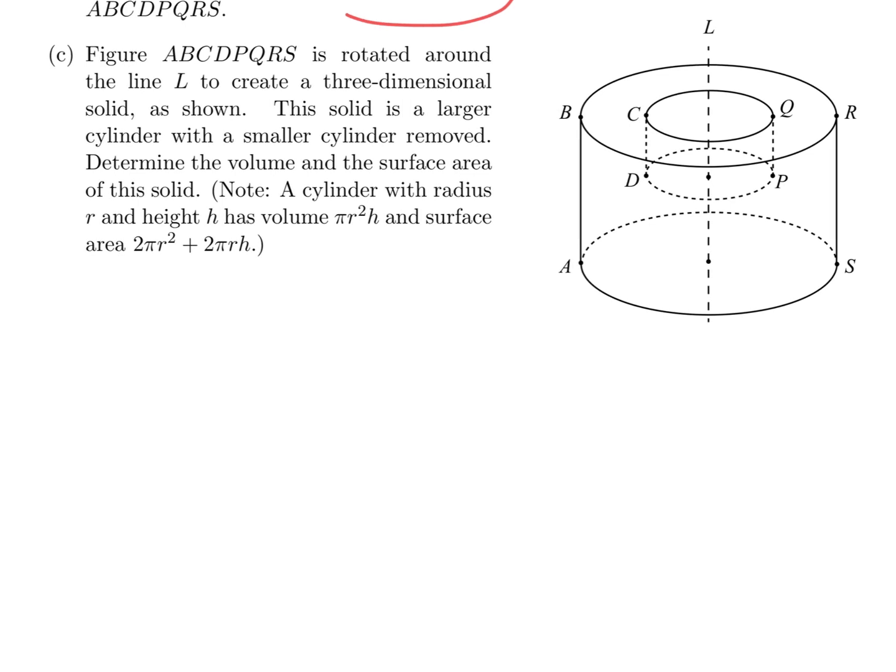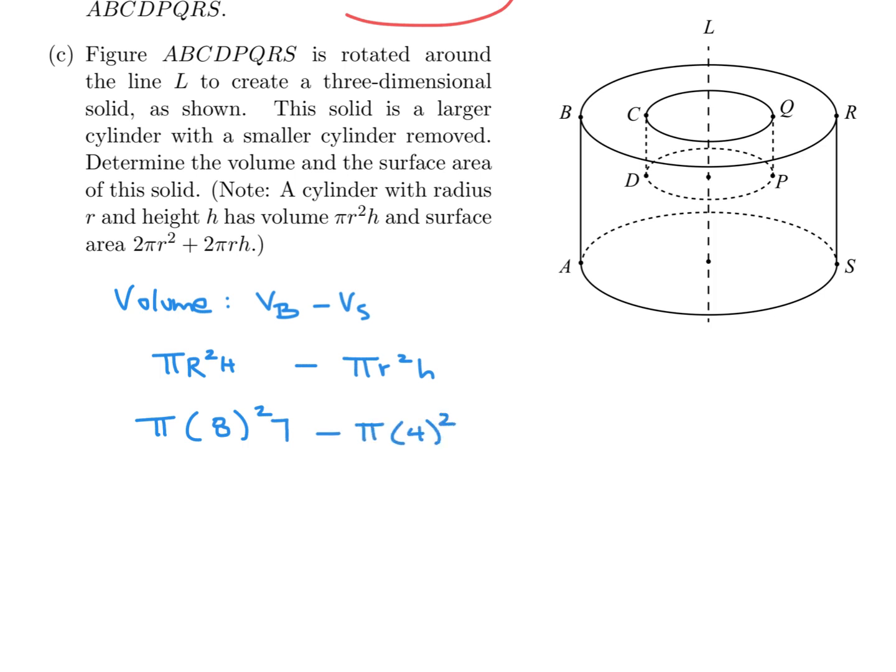And part C, we have figure ABCDPQRS rotated around the line L to create a three-dimensional solid as shown. This solid is a larger cylinder with a small cylinder removed. Determine the volume and the surface area of the solid. Let's do the volume first because I think that might be slightly easier. The volume of this shape is the volume of the big cylinder minus the volume of the small one. So pi big R squared big H, minus pi small r squared small h. Let's substitute all these in. The big radius is 8, the big height is 7, the small radius is 4, and the small height is 3. You can do this math fairly simply, and that's going to be 400 pi. So that takes care of the volume.